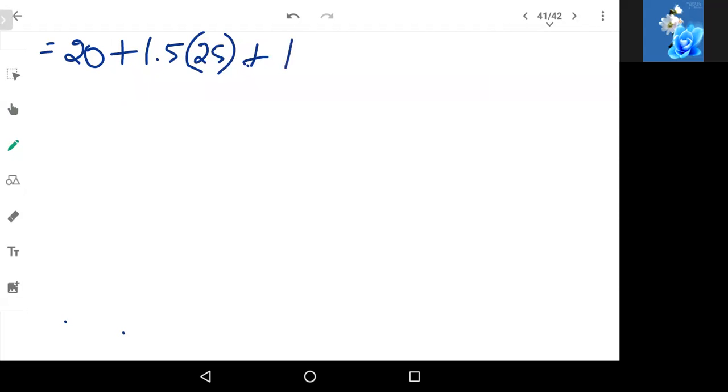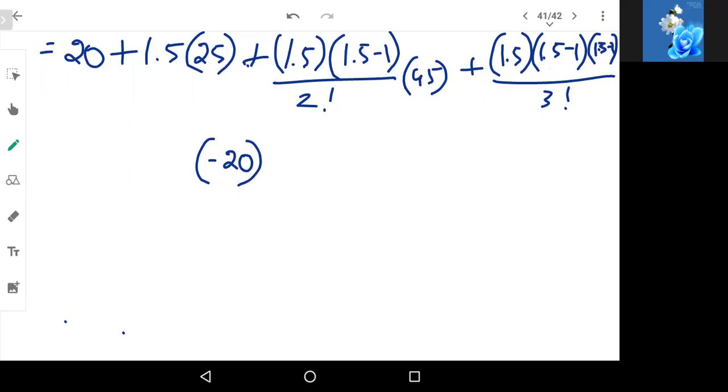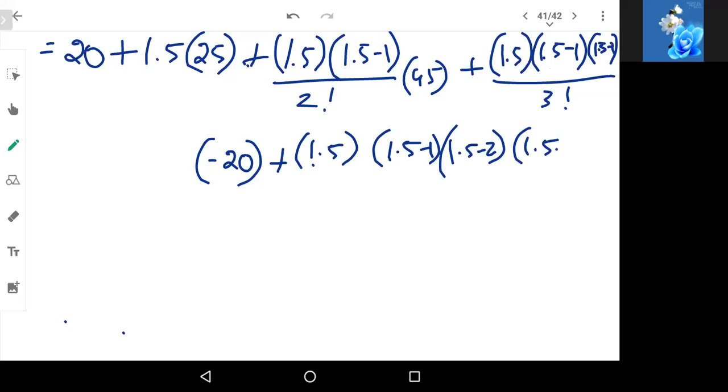Now second is 1.5 into 1.5 minus 1 divided by 2 factorial, into the second leading difference, which is 45, plus 1.5 into 1.5 minus 1 into 1.5 minus 2 divided by 3 factorial into the third leading difference, which is minus 20, plus 1.5 into 1.5 minus 1 into 1.5 minus 2 into 1.5 minus 3 divided by 4 factorial into the fourth leading difference, 15. Now let us solve this.